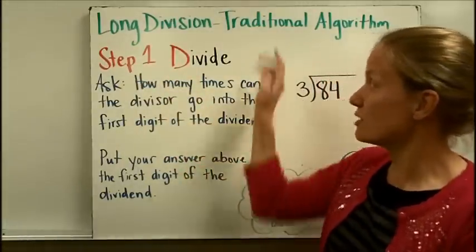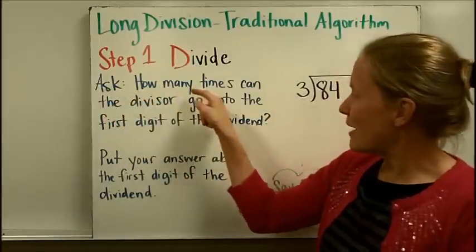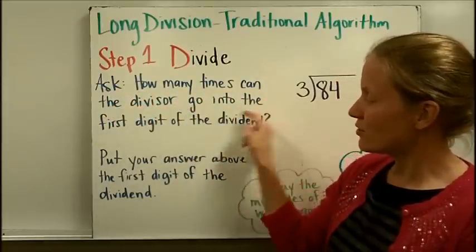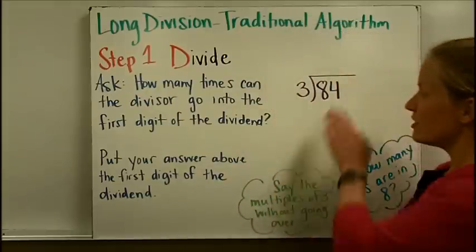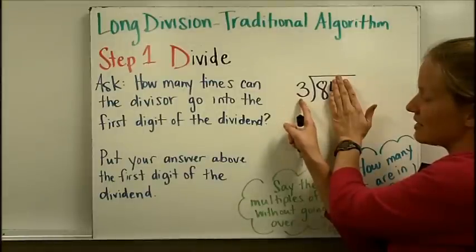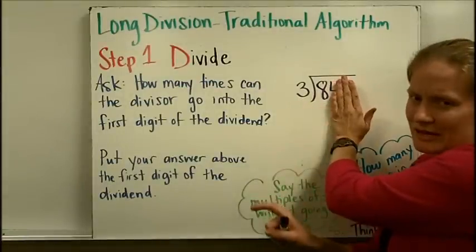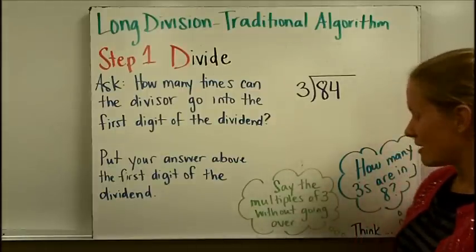So our first step, if we're going to use the traditional algorithm, is to divide. We're going to ask ourselves, how many times can the divisor go into the first digit of the dividend? So let's look at what that means over here. We are going to forget the 4 for a minute and ask ourselves, how many times can the 3 go into the 8? Now if you're not sure what that means, here's 2 ways you can think about it.